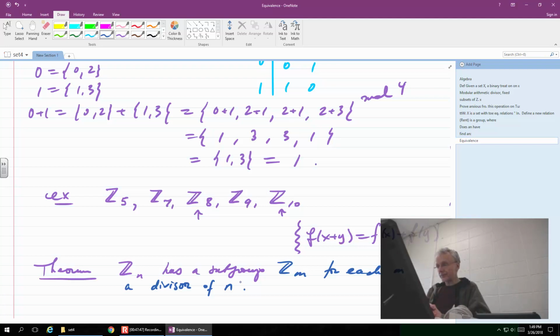Anything else? Well, let me put it this way, if I can restate it. If m is a divisor of n, then there is a subgroup Zm in Zn. Okay? What else? How would you proceed from that point on? If we take this for granted, what else do we want to explore? The opposite direction?